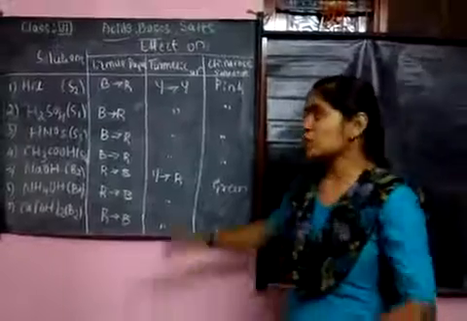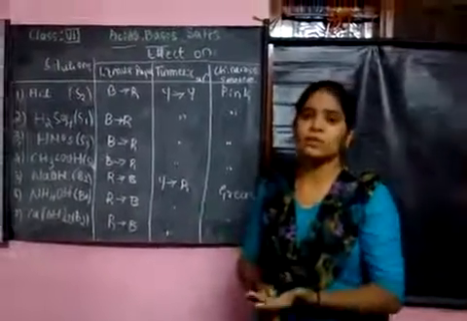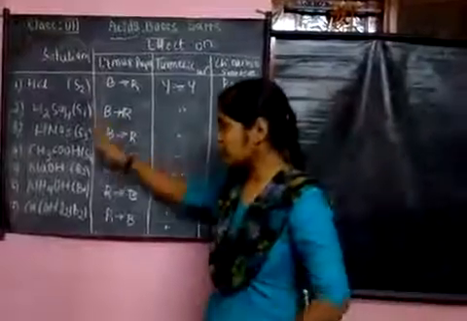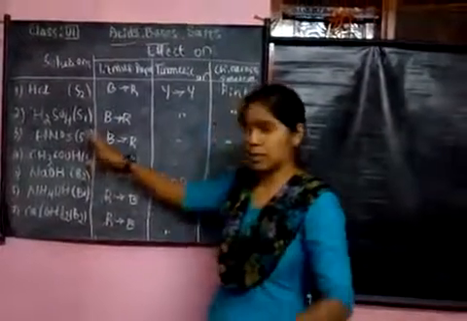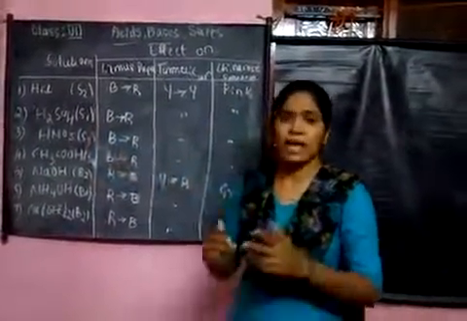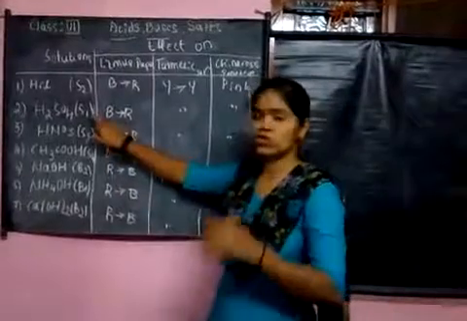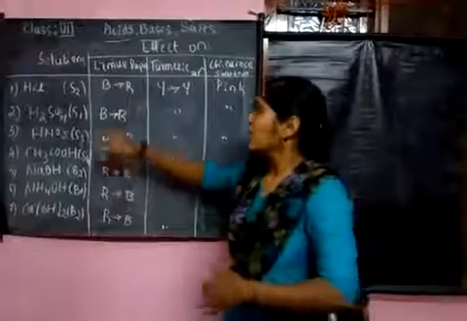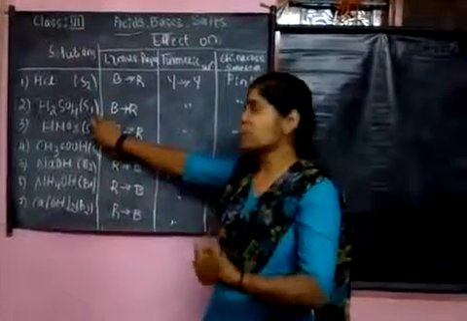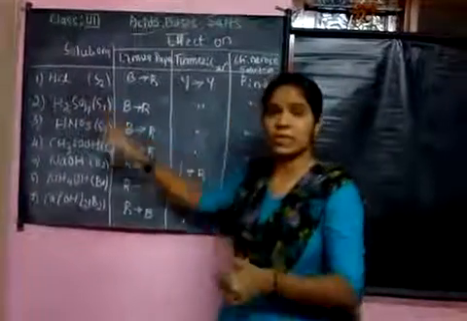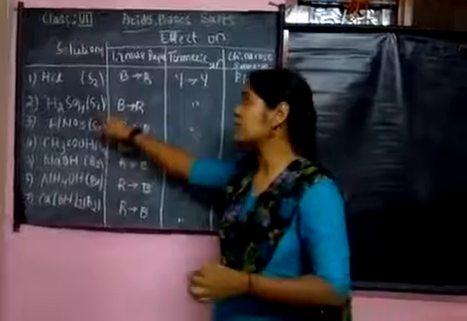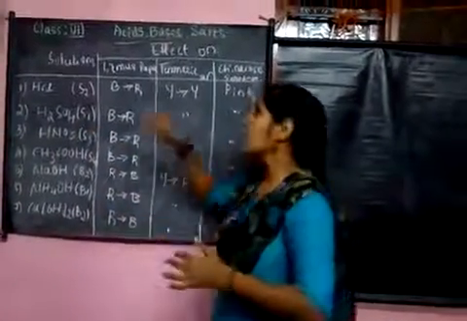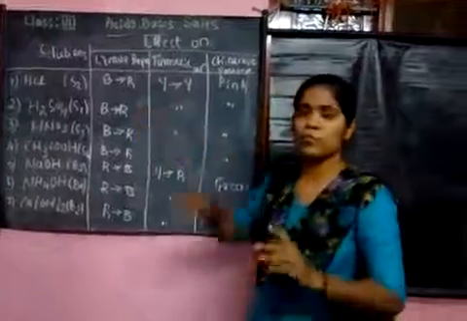Okay, before telling the litmus paper's condition, I will tell you that here they have given you 4 chemicals. They are the acids. Some are strong acids, some are weak acids. Here the first one is sulfuric acid, H2SO4, a strong acid. When we put sulfuric acid on the litmus paper, what happens?